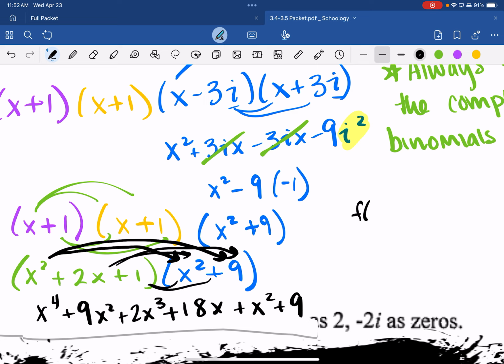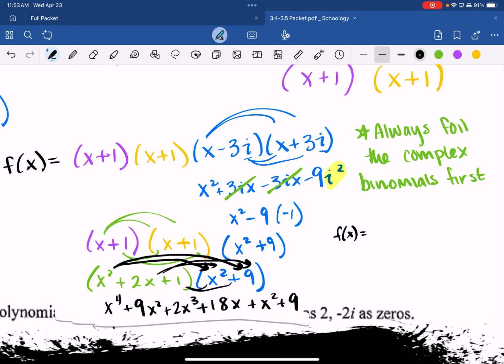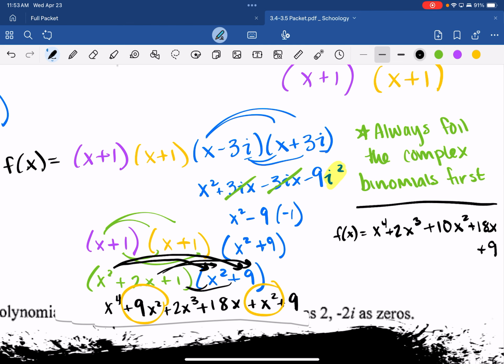The very last step is we need to put it in standard form. Okay, all of our answers must be in standard form. So I'll have x to the 4th plus 2x cubed. I got to combine some terms here. I got a 9x squared and just an x squared. So that becomes a 10x squared plus 18x. Oh no, I'm going to run out of room. Plus 9. There has to be an easier way of doing this. There's not. There's actually a harder way. All right, that's how we would simplify that one.